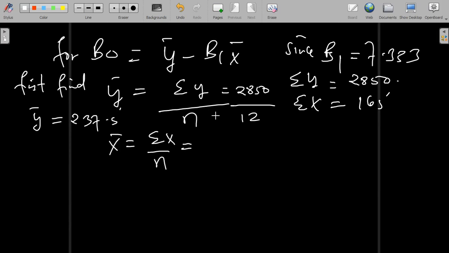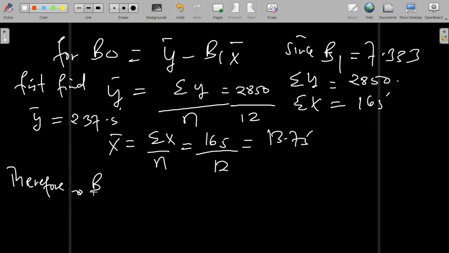What about x? The x mean is equal to 165 divided by 12. When you take 165 divided by 12, this will give you the answer 13.75. So now let's plug this data into our formula.